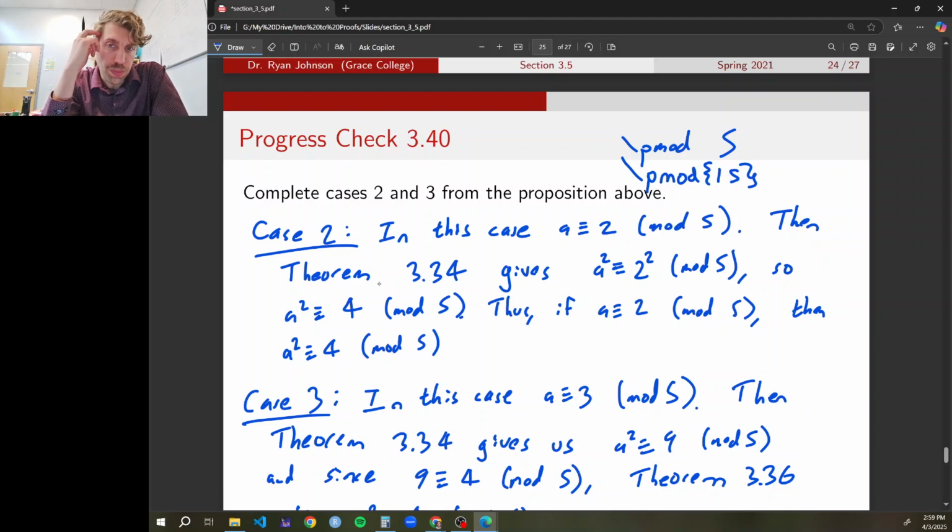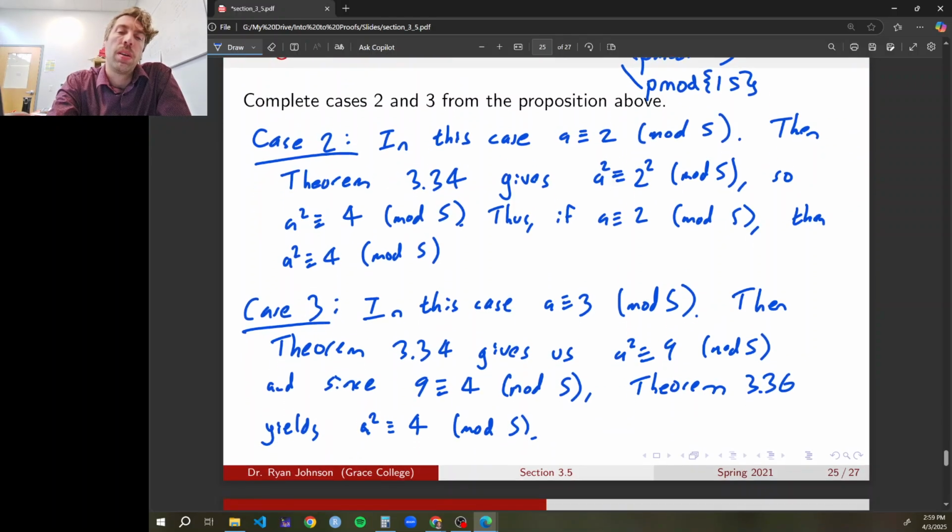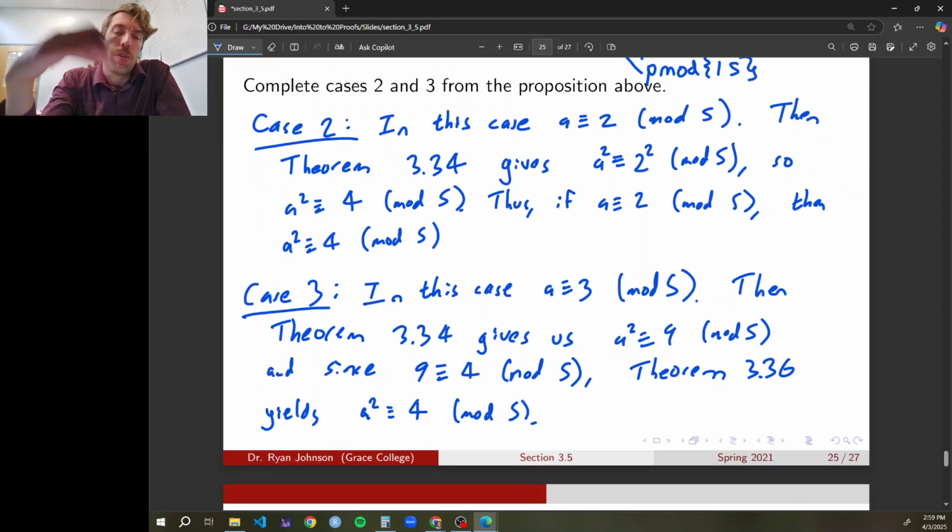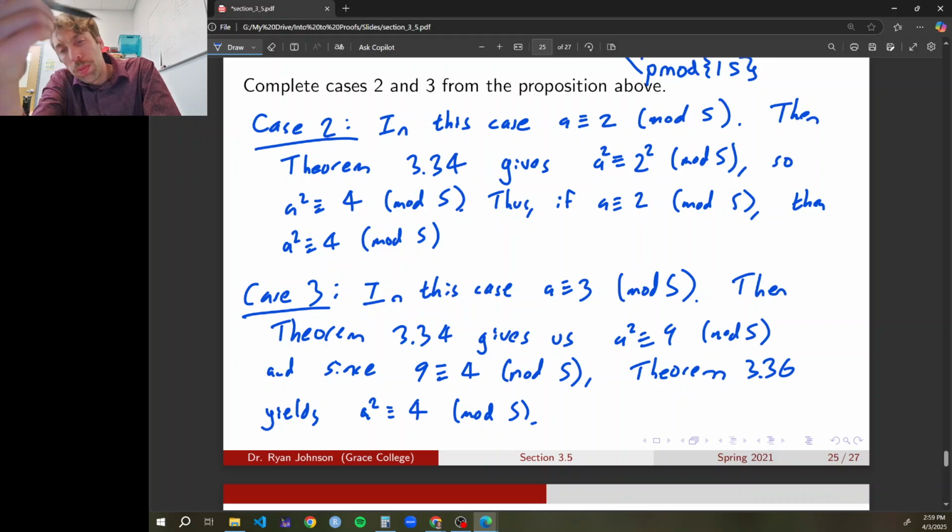Okay, so case 2 is when a is equivalent to 2 mod 5. Theorem 3.4 gives us a squared is equivalent to 2 squared mod 5. So a squared is equivalent to 4 mod 5. Thus, if a is equivalent to 2 mod 5, then a squared is equivalent to 4 mod 5. That was a fairly simple one. When a is 3, we have the extra step because then theorem 3.4 gives us that a squared is equivalent to 9 mod 5. And we know that 9 is equivalent to 4 mod 5. Therefore, using theorem 3.6, that equivalency is transitive, we know that a squared is equivalent to 4 mod 5.